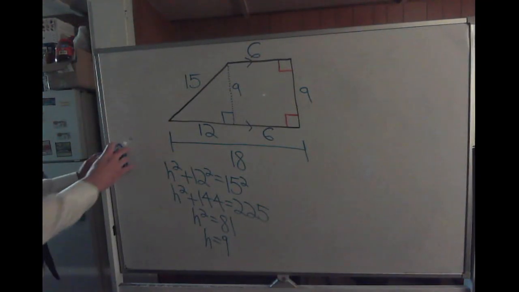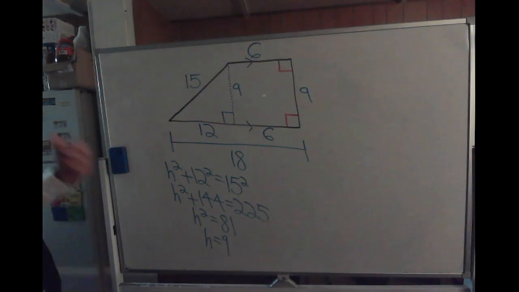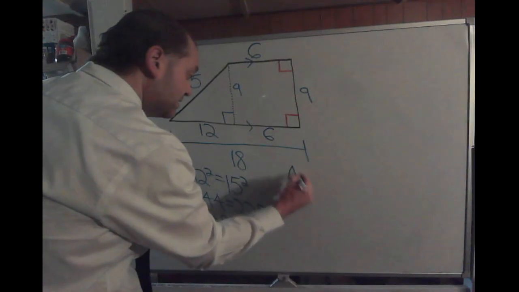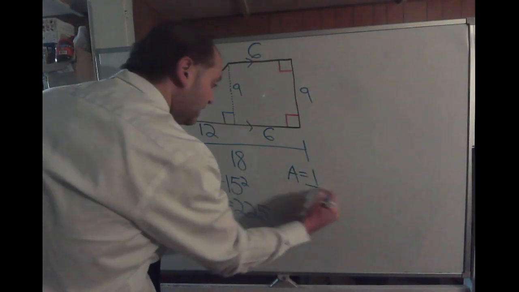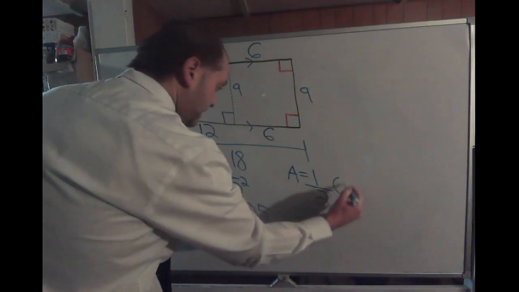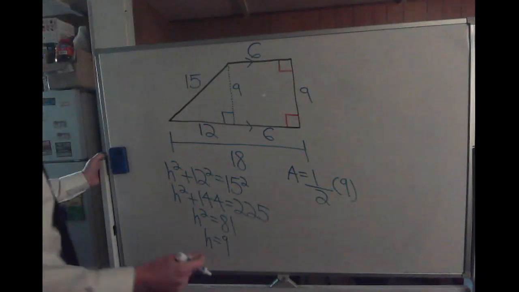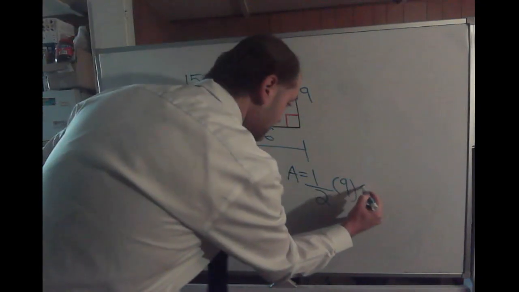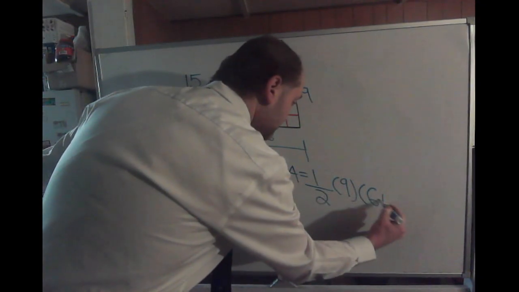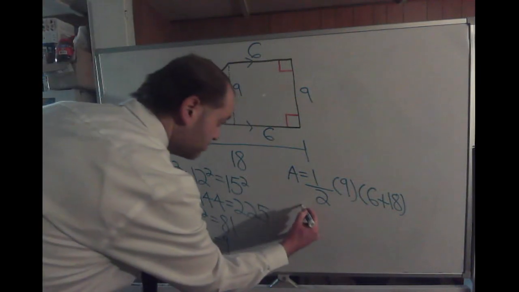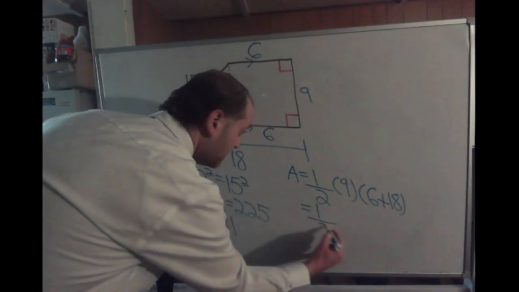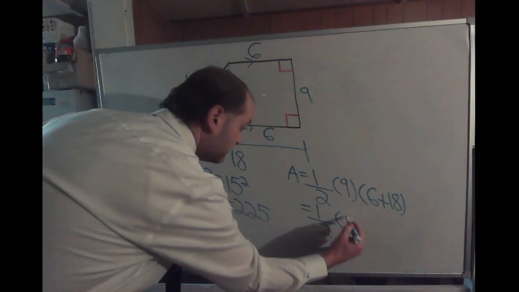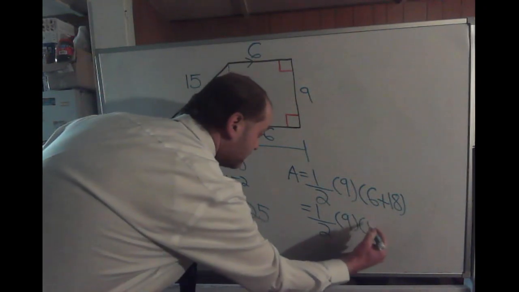Now that we know the height, in addition to everything else, we can find the area. So the area is equal to, of course, half the height, which would be 9, times the sum of the two bases, which would be 6 plus 18, which would mean that's equal to half of 9 times 24.